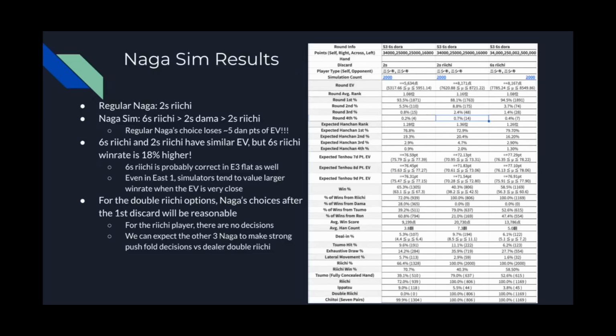So if we wanted to be really certain, we would run the simulation for East 1. But my intuition from these stats is that the answer is still 6S Riichi in East 1 flat for ladder. Well, actually, since it's EV, I guess it would be in a lot of formats because EV is similar.